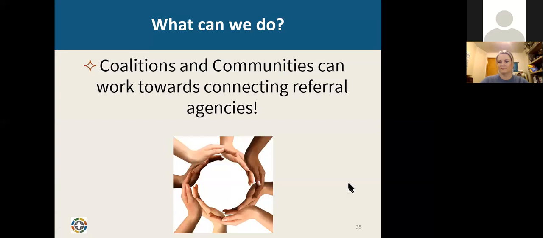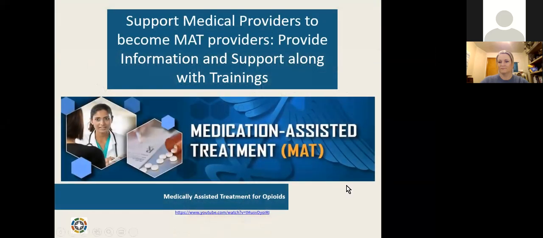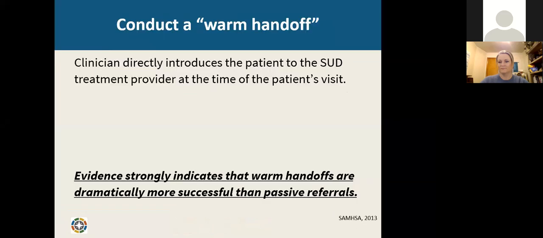Okay, so moving forward, another aspect of this is that the MAT provider, so medication-assisted treatment, is very, very important, especially when we're providing support around those making changes around their opioid use. So this is an area where, again, trainings could be offered in communities. Support for physicians to become MAT providers is another aspect of what coalitions could be doing.